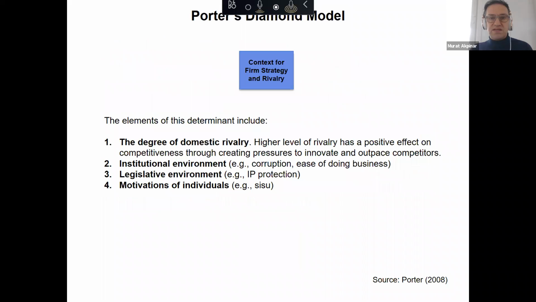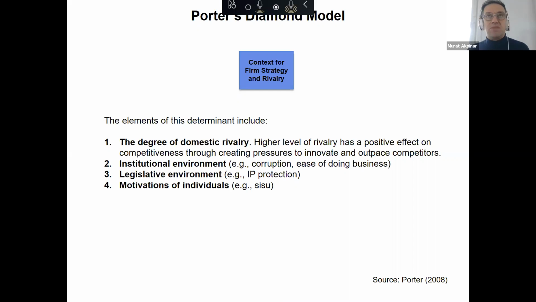Last but not least, we have the context for firm strategy and rivalry. Again, back to the same question: Finland, Germany, or France? Where should we establish our business? According to this determinant, we should look at where the competition is. If the competition is higher in a certain country, that would be the choice for us, because competition puts pressure on us to innovate.